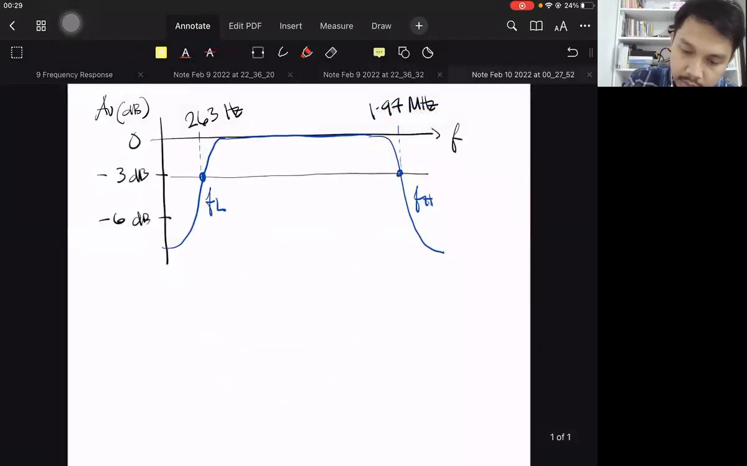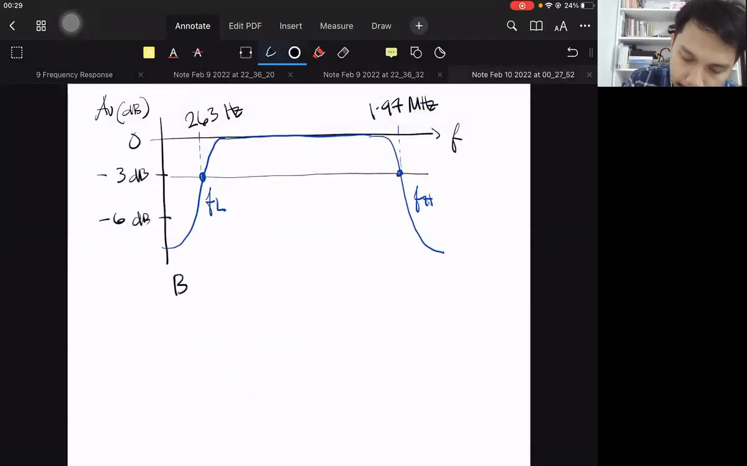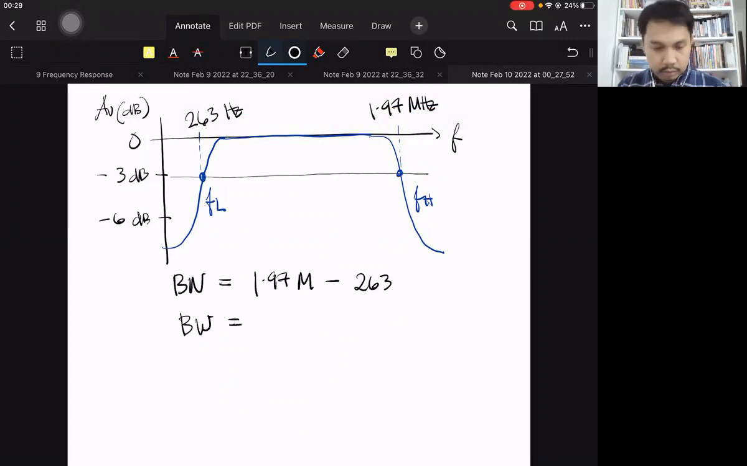So for the bandwidth, 1.97 megahertz is larger, since 263 is smaller. So 1.97 mega minus 263. Notice that the difference is about 10 to the 6, and FH is 10 to the 7 approximately.